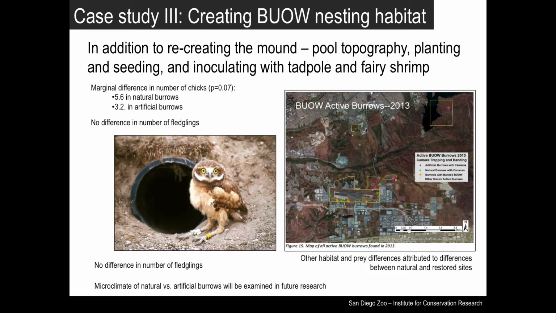There were other habitat and prey differences attributed to differences between natural and restored sites, but the punchline is that the fledgling success when comparing artificial burrows to natural burrows is similar, and the argument therefore is that you can use artificial burrows as a habitat creation tool.